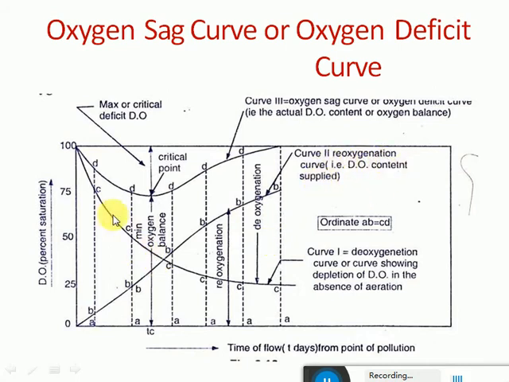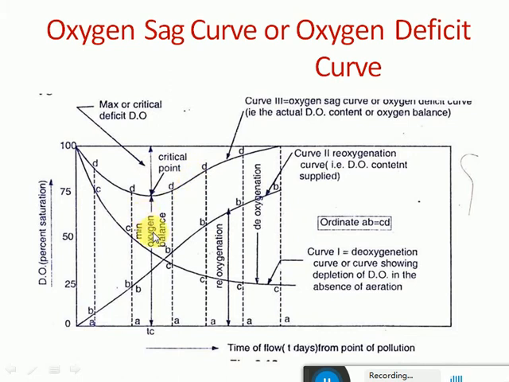When the addition of these two curves meets, that point we call the critical point. So this is called the oxygen sag curve. As you can see, the DO level slowly depreciates and then increases again. The maximum DO deficit occurs at this critical point, and this is how it is expressed mathematically.